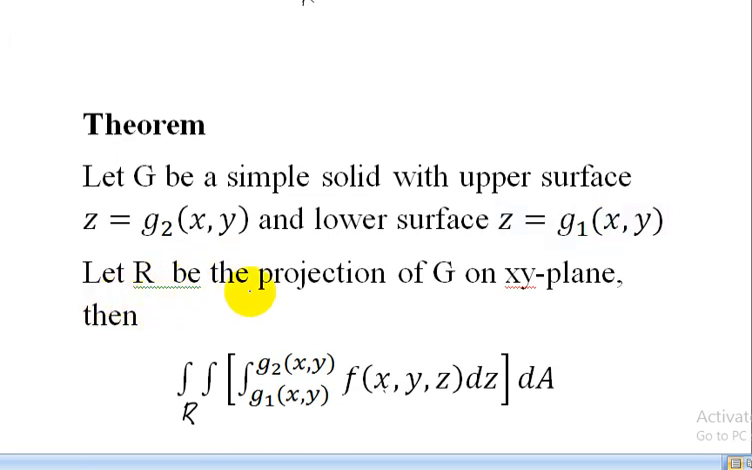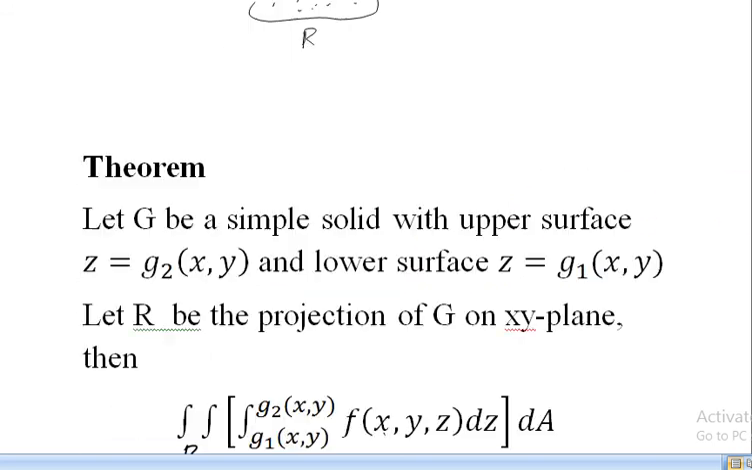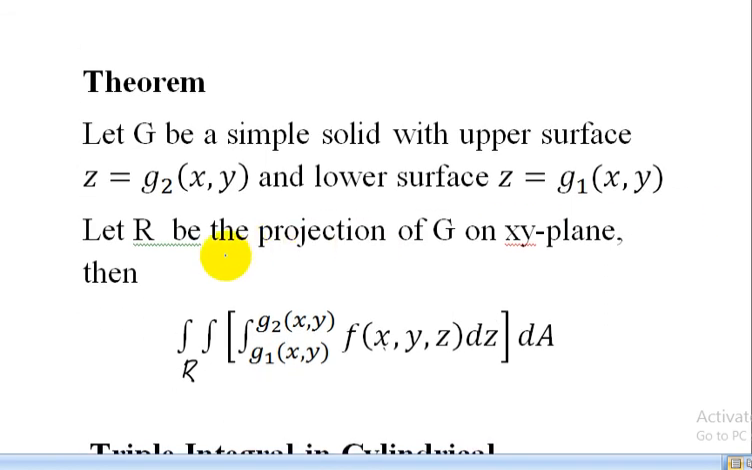Let R be the projection of G on xy plane. This R is the projection of this solid in xy plane. Then triple integral can be written as double integration over region R. This is the region which is the projection of the solid region.